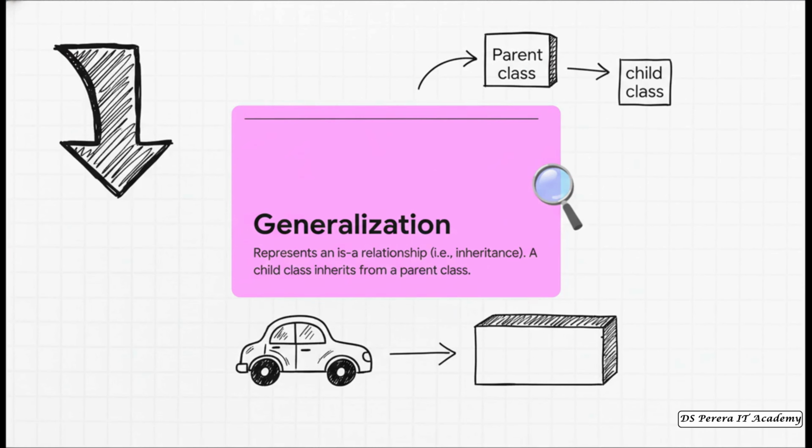So, the definition here is super important. Generalization is all about that is a relationship. At its core, this is simply inheritance, where a subclass gets its properties and methods from a superclass.